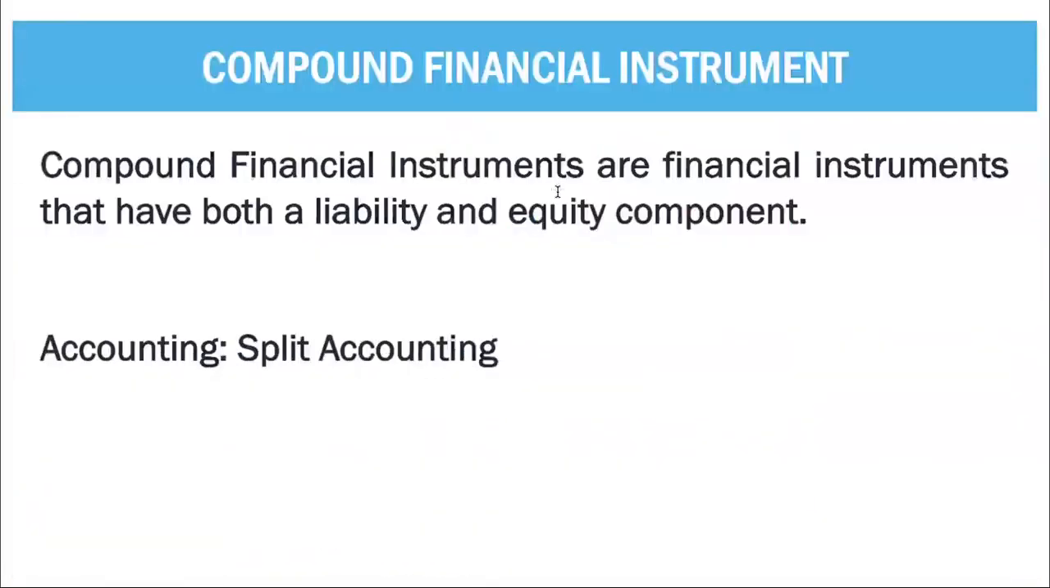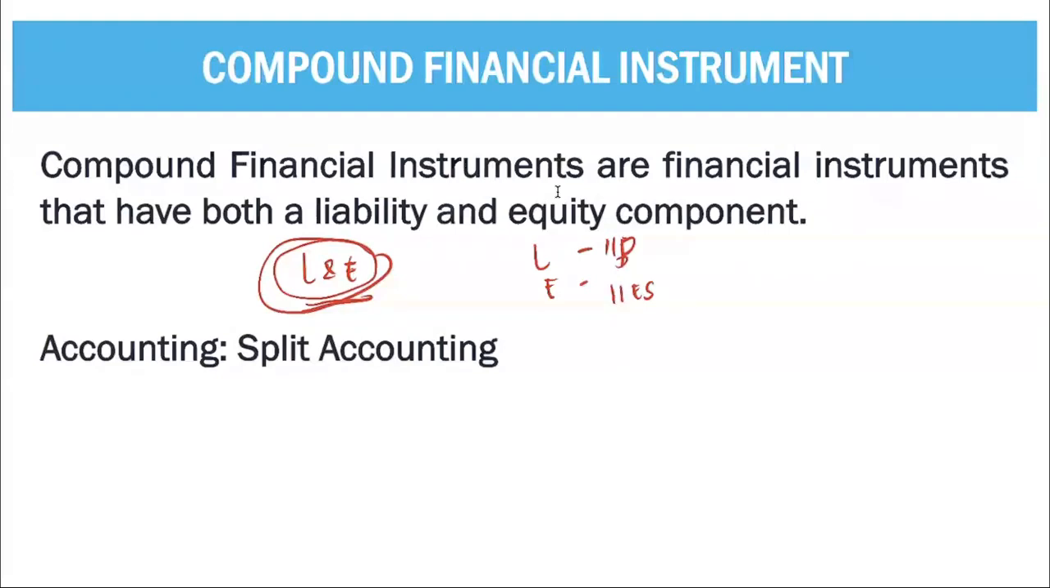So what is a compound financial instrument? Compound financial instruments are financial instruments that have both a liability and equity component. So instead of only one, it's either liability for investment in bonds, or equity for investment in equity securities. Instead of only one investment, a particular company issues a compound instrument, and that compound instrument contains both liability and equity sections.